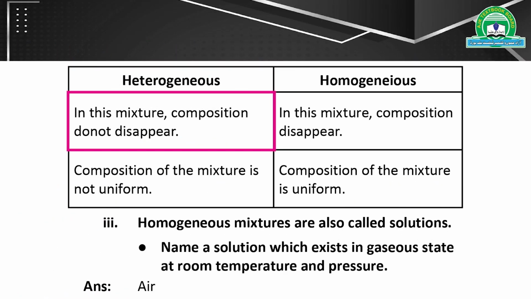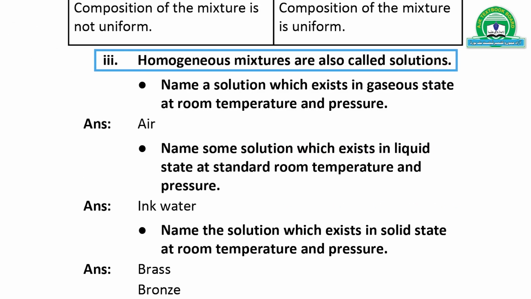Heterogeneous. In this mixture, the components do not disappear. The composition of the mixture is not uniform. Homogeneous. In this mixture, the components disappear. The composition of the mixture is uniform. Homogeneous mixtures are also called solutions.